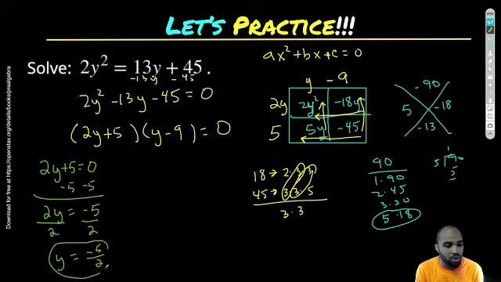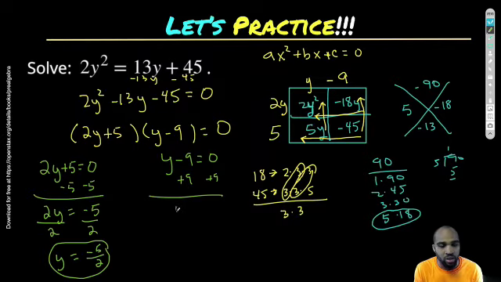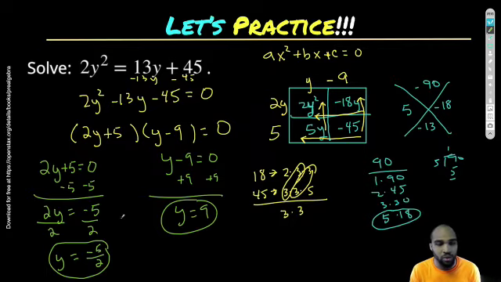So one of my solutions is there and the other is really easy. Nice little break here. This has to equal 0, so that's plus 9. And so this is going to be y equals 9. So y can equal 9 or y can equal negative 5 over 2. Those two would be my solutions.